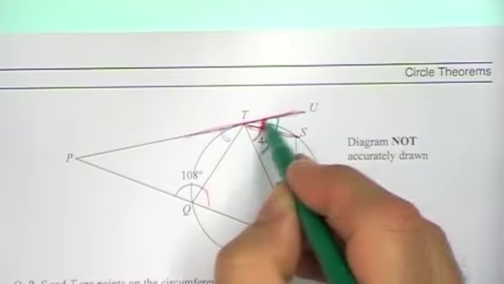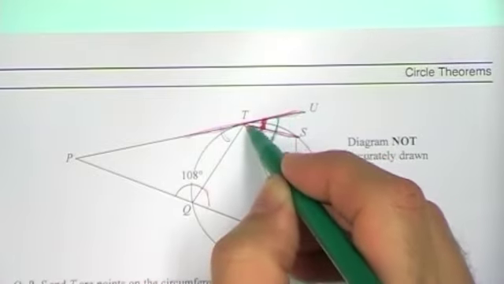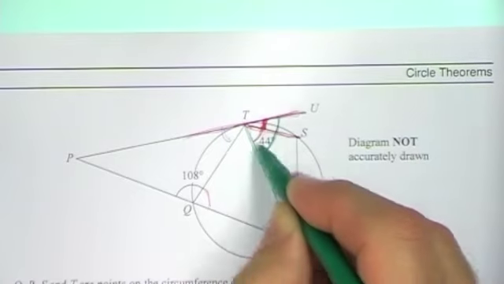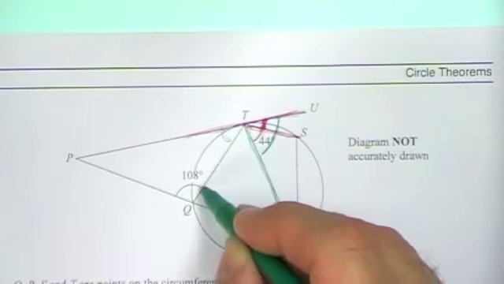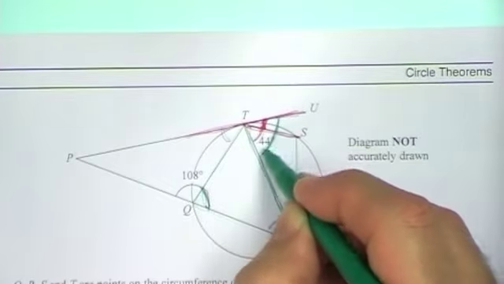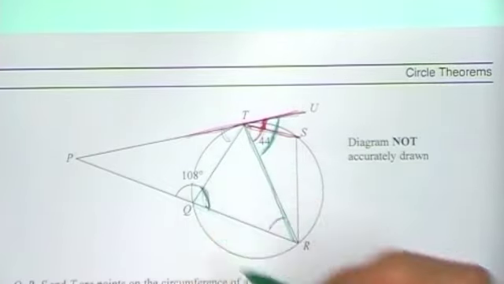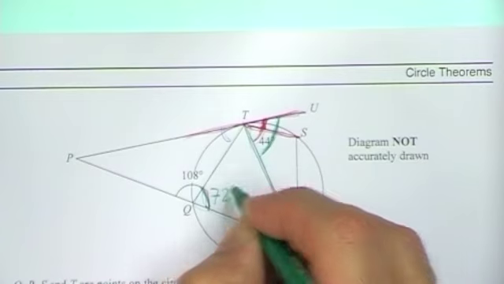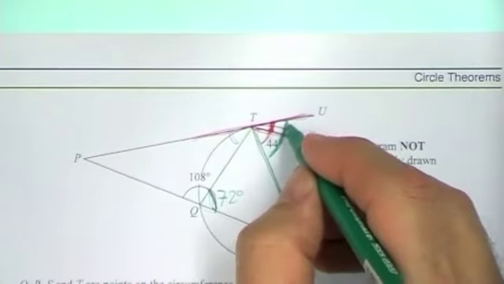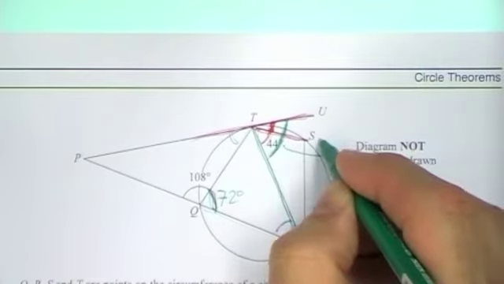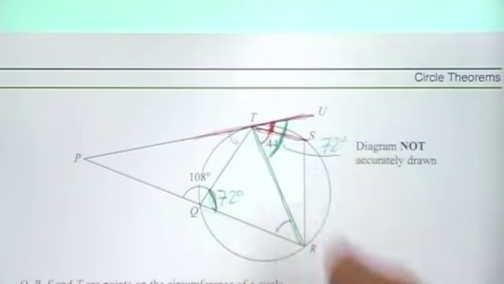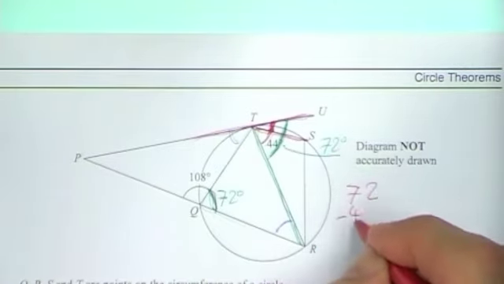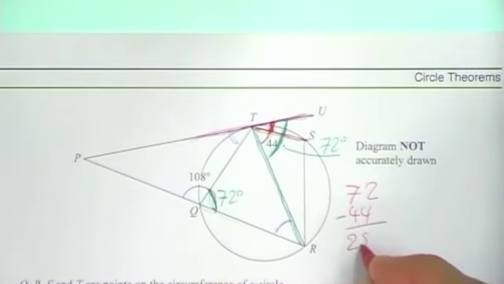Now this whole angle made between this tangent and this chord, that's the chord that angle is on, and the other angle on the other side of the chord is up here. So this angle here is equal to that whole angle there, but this angle must be 180 take away 108, so that's going to be 72 degrees. So if this is 72 degrees, then this whole angle here must be 72 degrees. So this little bit in there is going to be 72 take away the 44, which gives 28 degrees.